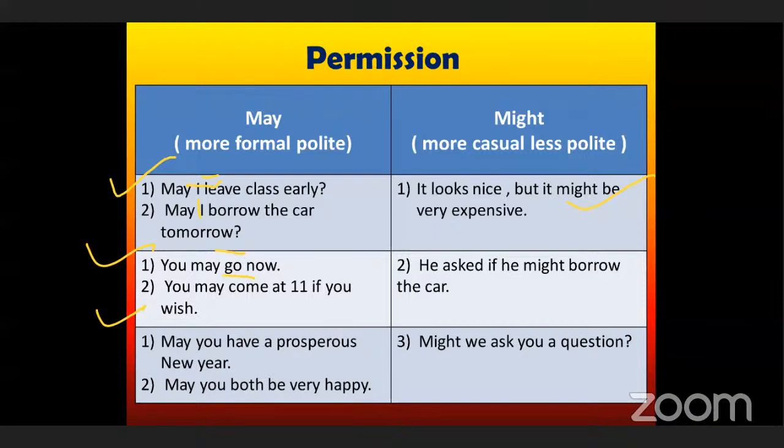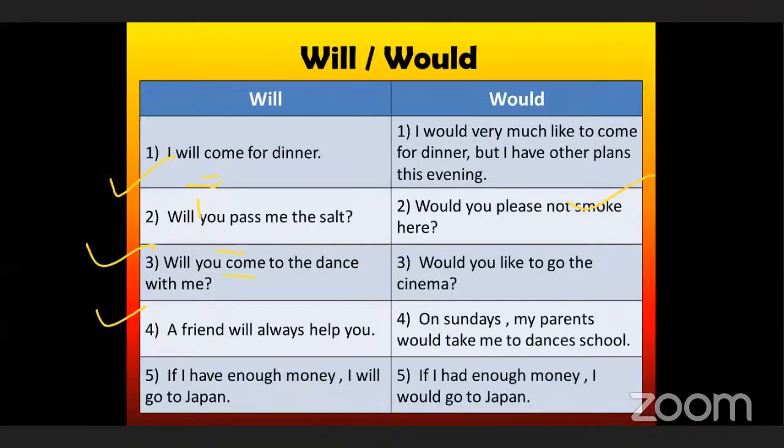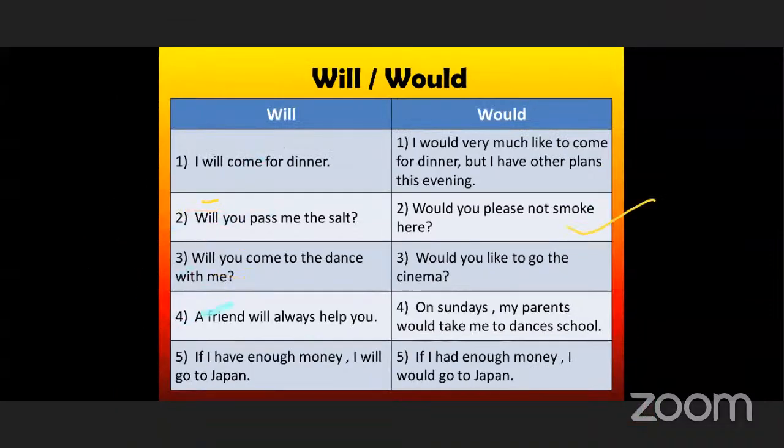Let's see the next modal auxiliary, will and would. When we are using will and would, okay. Now see, will and would are used in four different ways. For example, see, first one is futurity, then request and offers, then habits and conditionals.